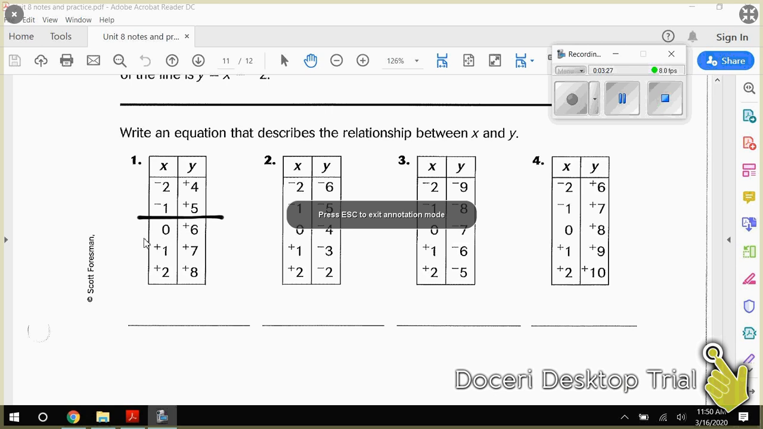So my equation is going to be y is equal to x plus 6. Okay, and that kind of makes sense because we're taking whatever x is and we're adding 6 to it to get y. So now we can plug that in. Okay, 1 plus 6 is 7. See how that works? 2 plus 6 is 8. Okay, that one works.